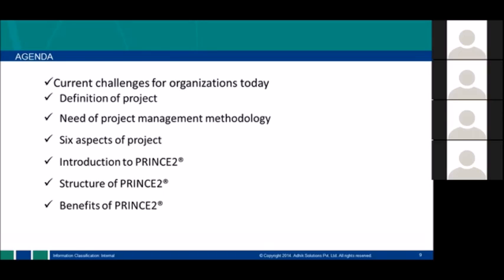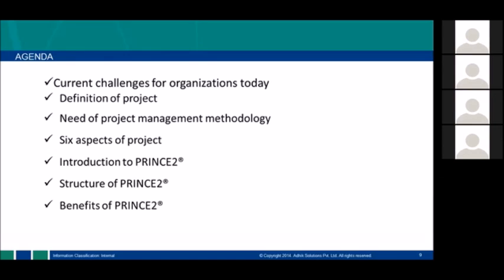A project, I told you, is temporary. Why do we need project management? There are 6 aspects I am talking about here. These are the 6 variables for PRINCE2: constraints, introduction, structure we will discuss, and the benefits of PRINCE2.